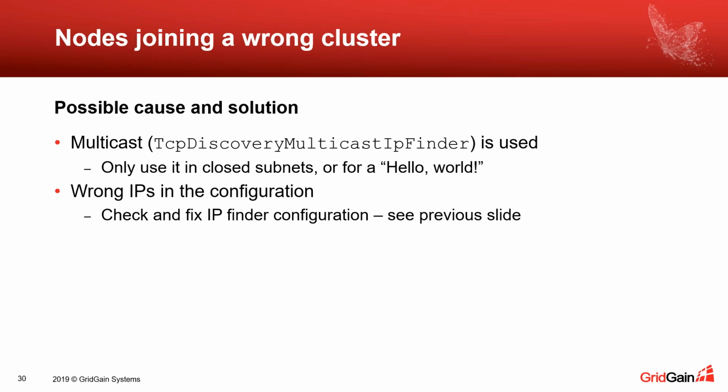If you are not using multicast, it's still possible that the IP finder configuration is incorrect. You might list wrong IPs, or you might configure other kinds of IP finders, such as Kubernetes IP finder, incorrectly. So if you run into an issue like that with nodes joining wrong clusters, just check your IP finder configuration and make sure it's correct.